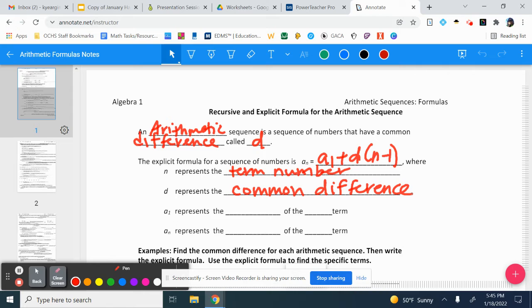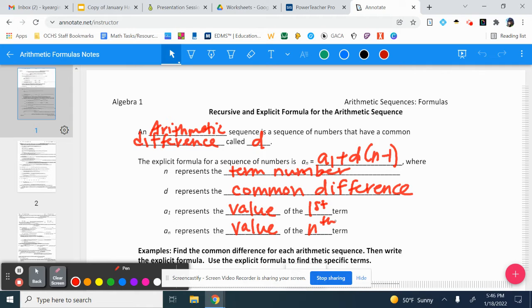A1 is going to represent the value of the first term, where a sub n represents the value of the nth term. So whatever place I'm looking for here. Okay, so this is what we need to remember.